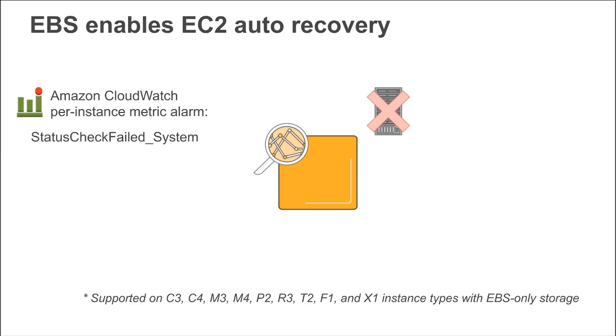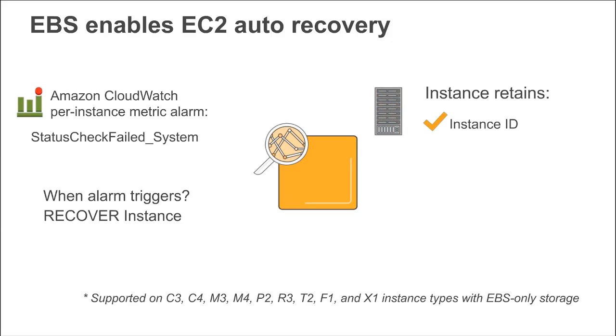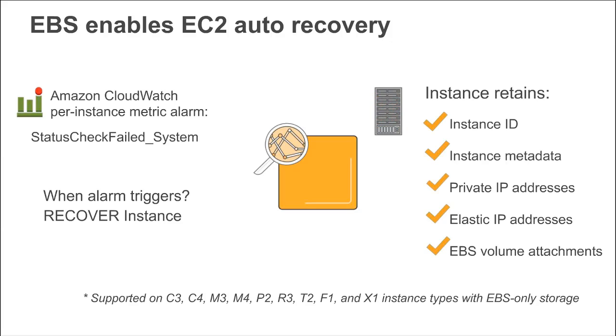So if the system were to fail, this health check would fail and would trigger an alarm. And this trigger would automatically recover your instance. We would move your instance to a new piece of hardware and recover it automatically. So the instance would retain the same characteristics that it had prior to the system event. That would be the same IP address, the same instance ID, the volume mounts, everything would be the same. This EC2 auto recovery feature is available to all of our current generation instance types with EBS only storage.